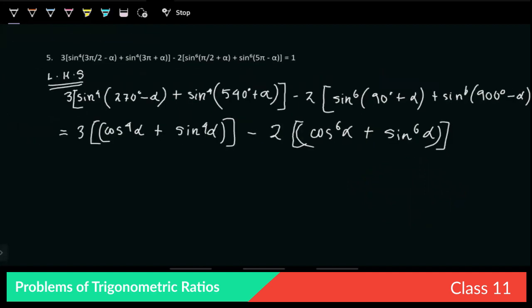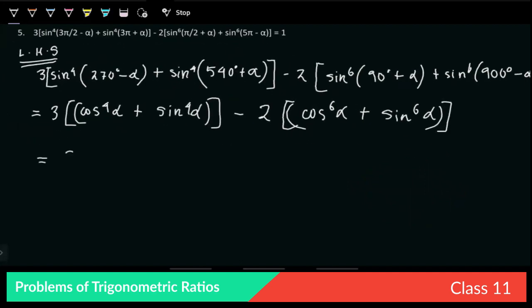Now see, it is cos to the power 4 alpha plus sine to the power 4 alpha. Now we can write this cos to the power 4 alpha as (cos square alpha) whole square, and sine to the power 4 alpha as (sine square alpha) whole square.